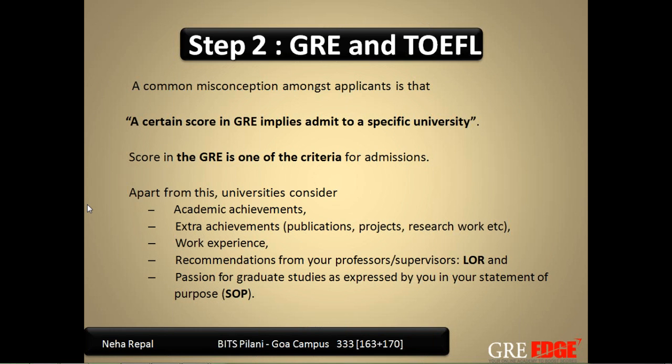That's not the criteria. Apart from a good GRE score that is definitely required, the university considers academic achievements, extracurricular achievements like research publications, your past projects in your field of research, your research work, your work experience, if any, and recommendations from your professors or supervisors. They will look into letters of recommendation. And most of all, there is a specific statement of purpose where admission committees try to get to know how passionate you are about your subject, your field of research.